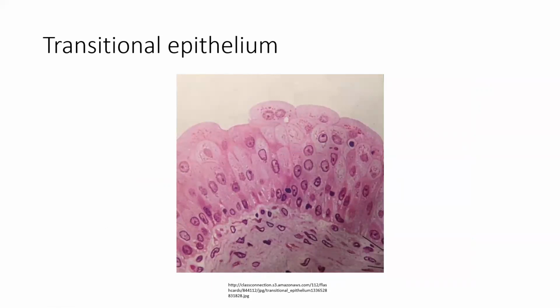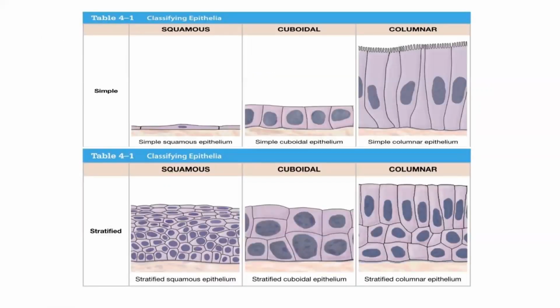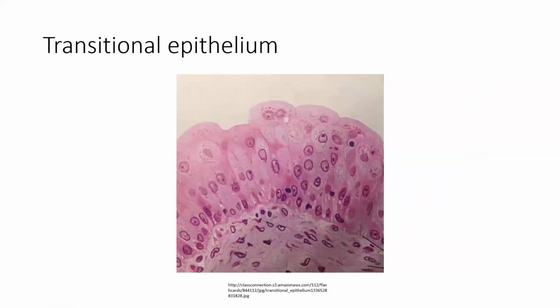There is a scenario that doesn't quite fit this mold, and this is what we refer to as transitional epithelium. This is often confused with pseudostratified columnar epithelium, and I don't have a pseudostratified columnar epithelium slide, so I encourage you to reference your textbooks or another reliable resource to compare and contrast.